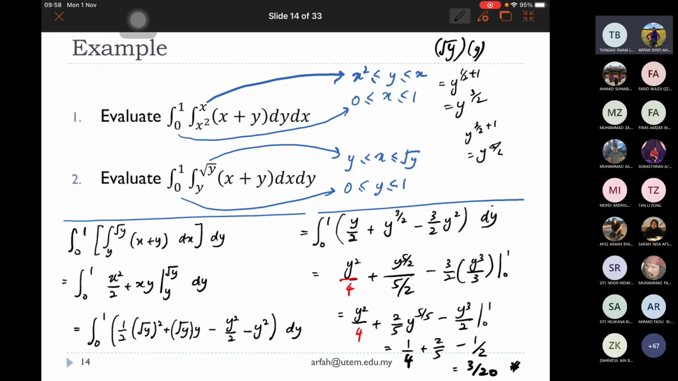Oi, sama tak jawapan dengan saya punya? Sama doktor. Sama. Okay.